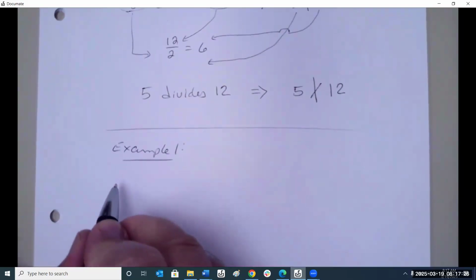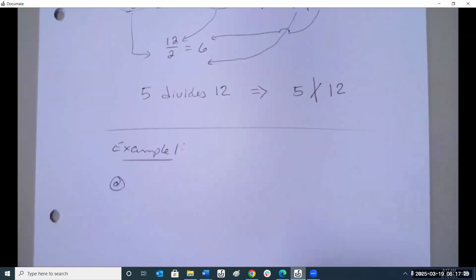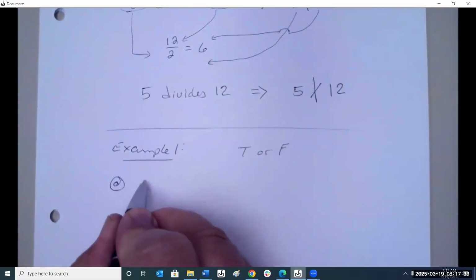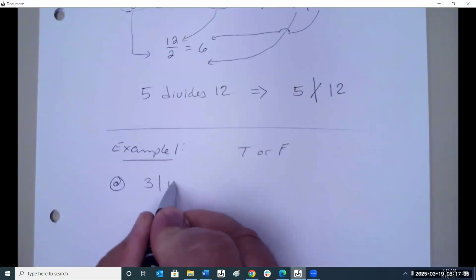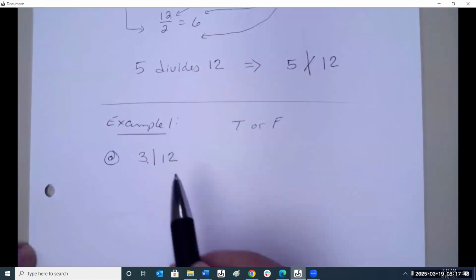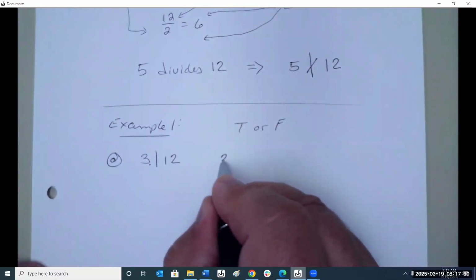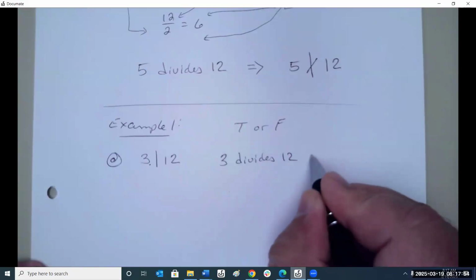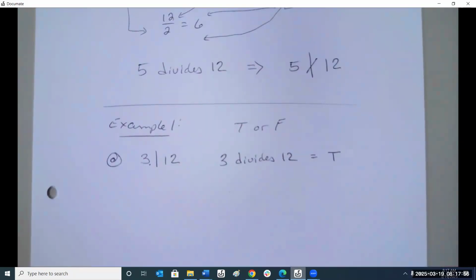Example 1. Classify true or false. What this says is 3 divides 12. True.